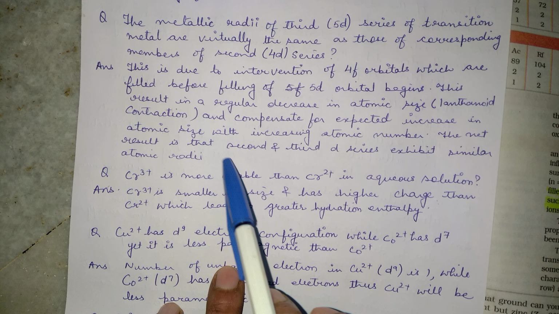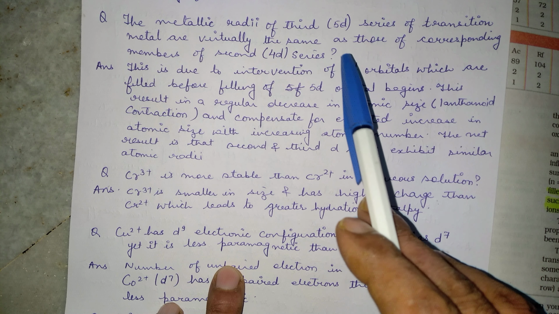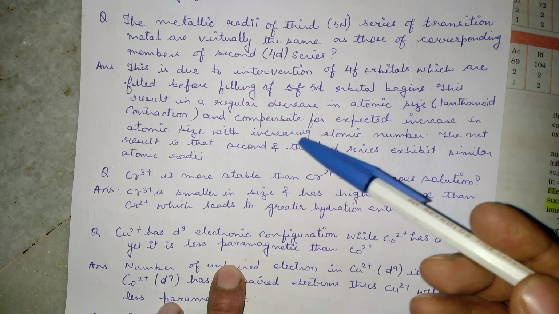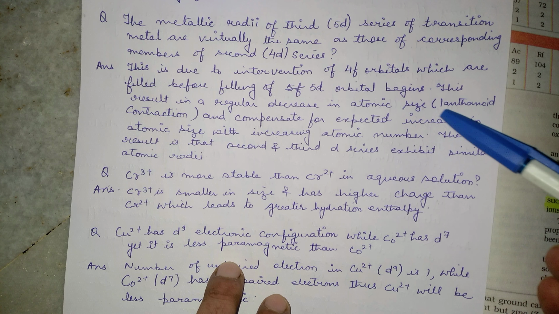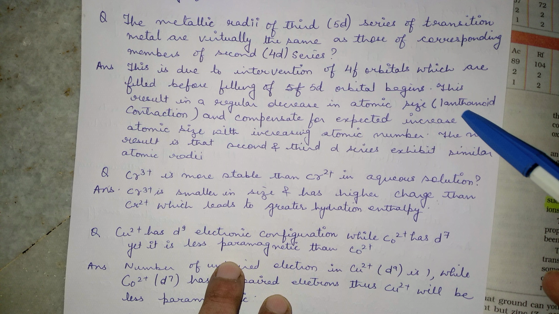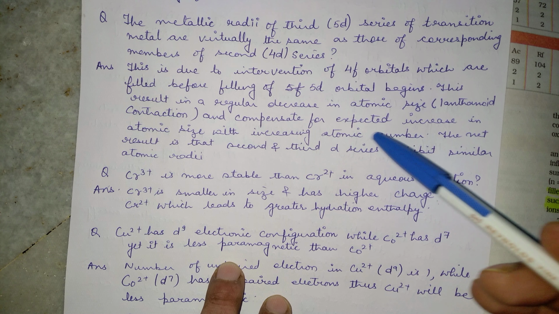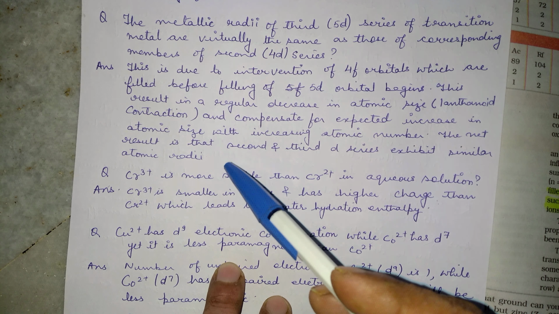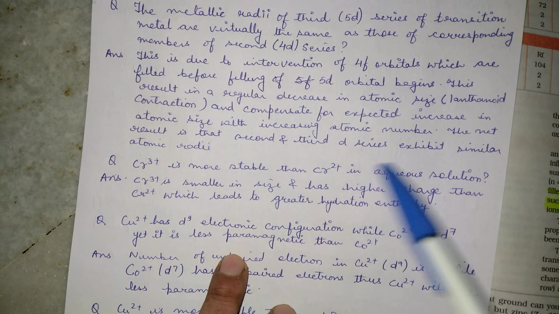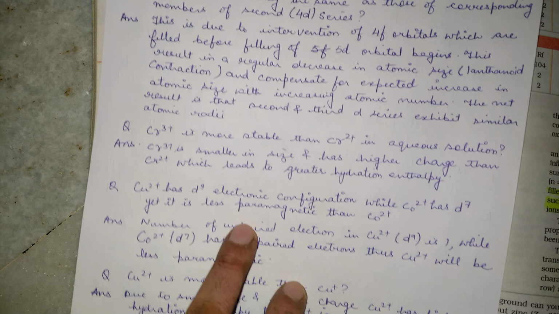So this is the reason why the metallic radii of the third, 5d series of transition metals are virtually the same. They have the same atomic radii. The reason behind it is that there is a regular decrease in atomic size because of lanthanide contraction, which compensates for the expected increase in the atomic size with increasing atomic number. So the net result would be the second and third d series exhibit similar atomic radii.